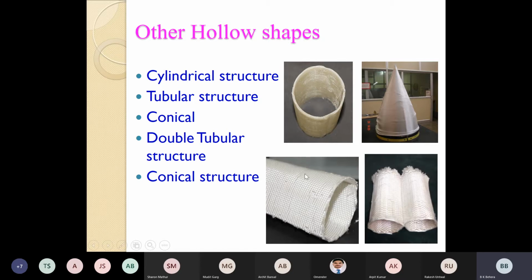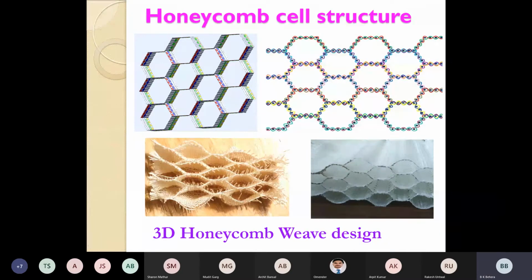And there is a technique to produce all these, but it's not in the scope of your syllabus because this chapter is to be finished in only one lecture. So it is only introductory. Honeycomb: if time permits, I will teach this subject separately in another lecture.